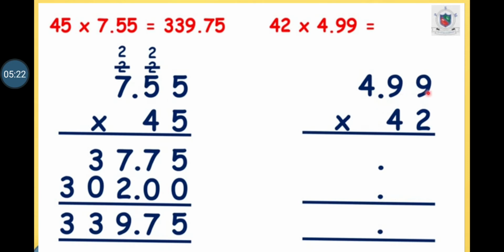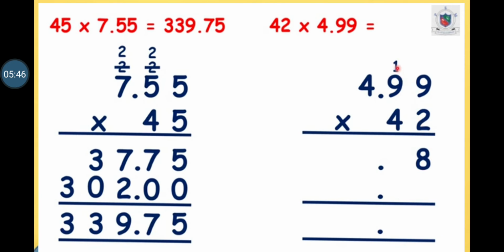So 2 times 9 is 18. 8 we can write under that and 1 will be carried forward. The carry forward number we always write at the top of the next number.